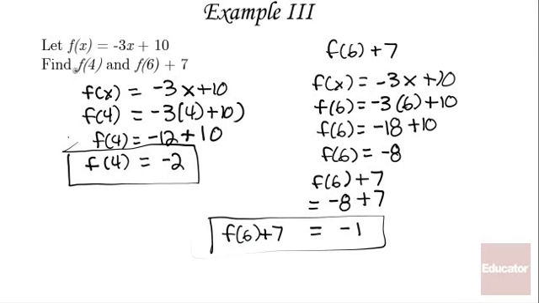So for this first section here, I was asked to find f of 4, and I did that by substituting in 4 for x in this equation. And I got a result of -2. The second one was more complex. I had to find f of 6, and then I had to add 7 to that. So initially, I substituted in 6 for the x in the equation, and I got a result that f of 6 equals -8. I went back and replaced f of 6 with -8, and then added 7 to that. So I got f of 6 plus 7 equals -1.